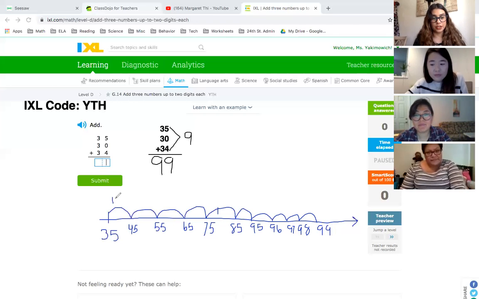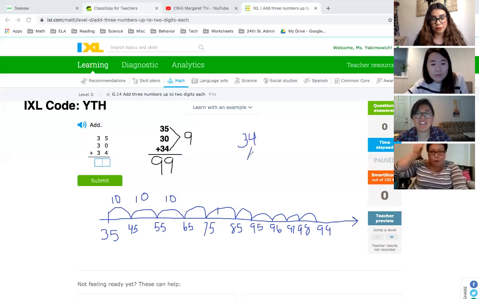So you knew that 3 tens makes 30. So one jump of 10, another jump of 10, another jump of 10, and then you got to 65. Correct? Yes, and then 34 is another 3 groups of 10. So you kind of decomposed that 34. Yes.